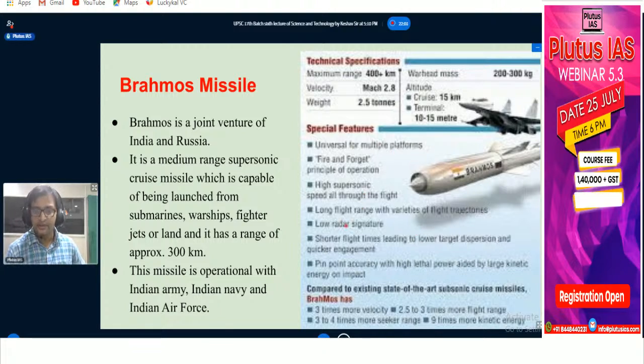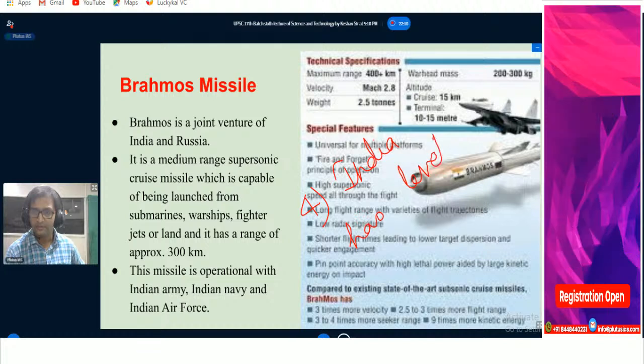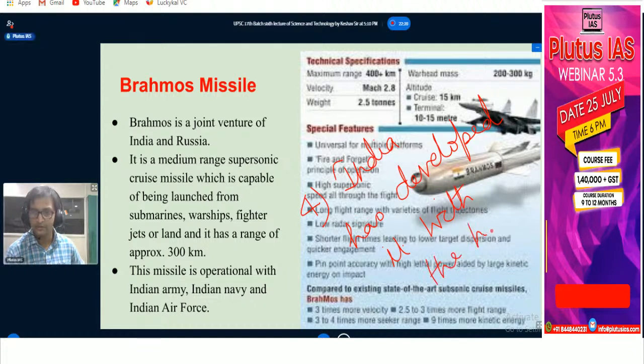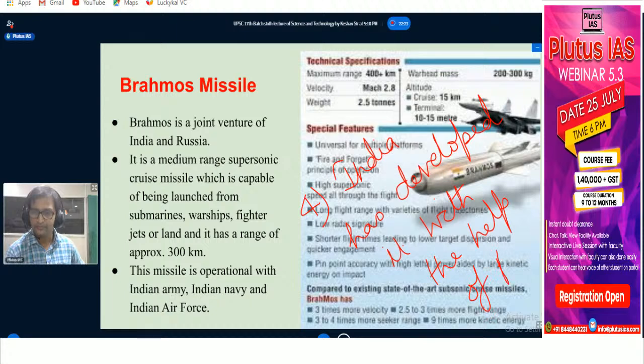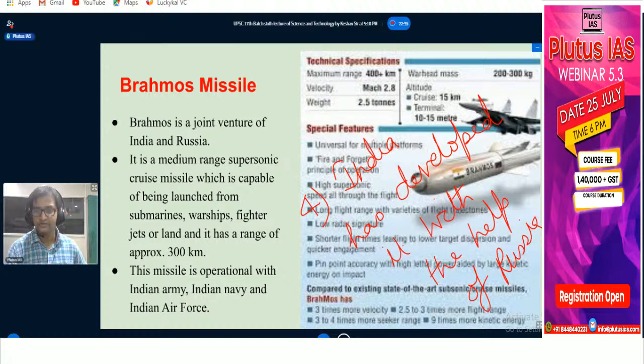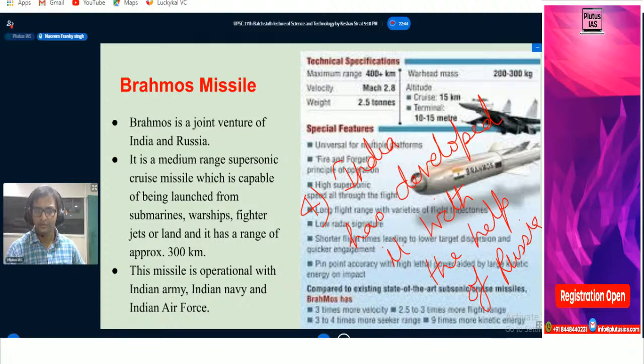And last point, which must be known: India has developed it with the help of Russia. Now can I move to the next slide? Yes, sir.